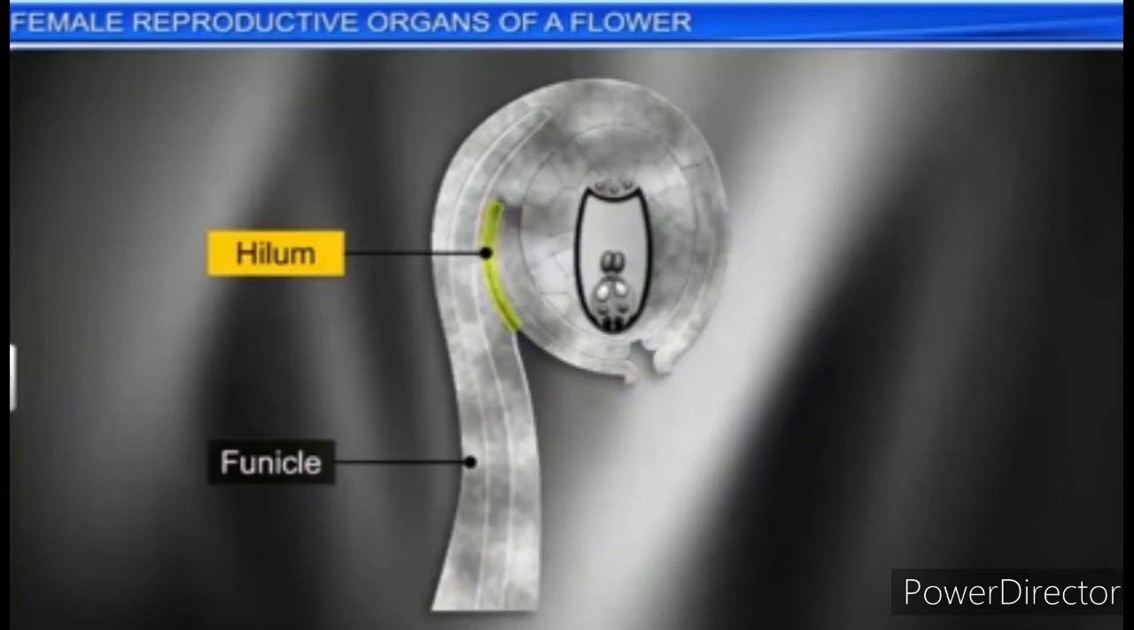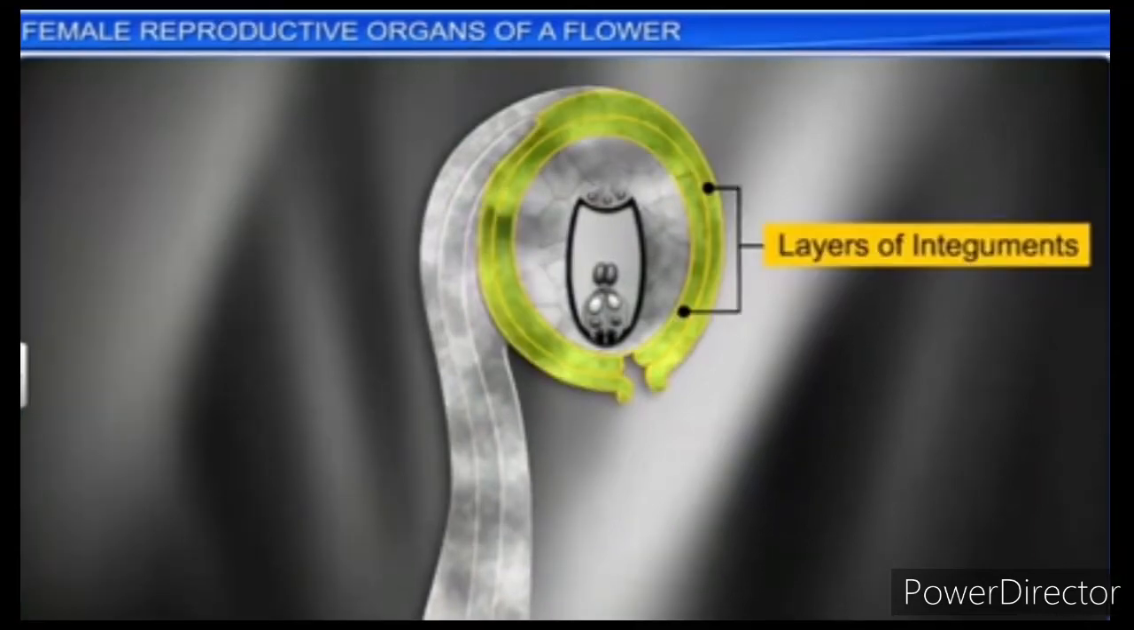The stalk of the ovule is called funicle. The joining portion of the body of the ovule and the funicle is called hilum. Hilum represents the junction between the funicle and the ovule. Each ovule has one or two protective envelopes or coverings called integuments. One or two protective layers are normally present.